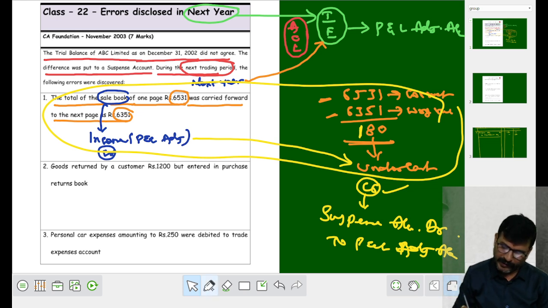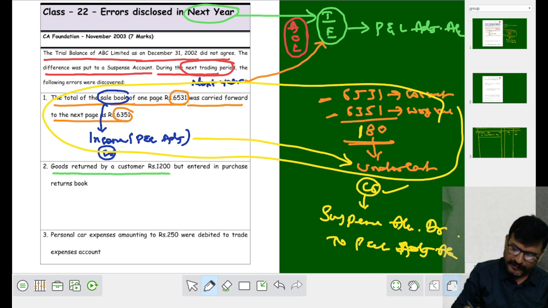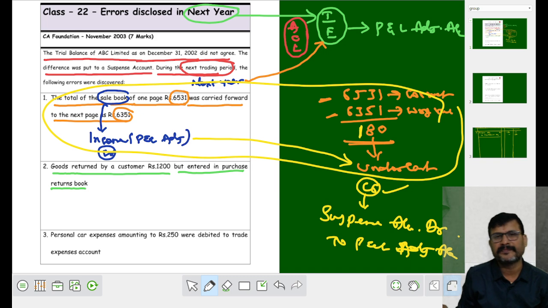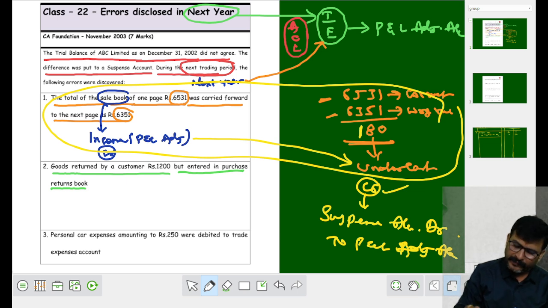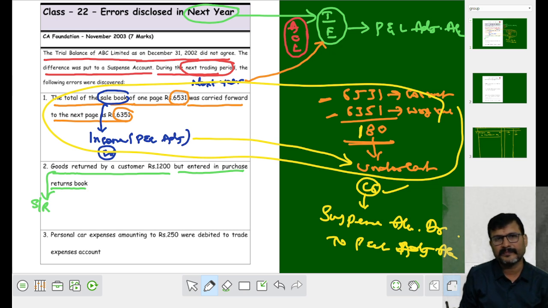Fine, let me move on to the next transaction, my dear students. See what happened here. Goods returned by a customer but entered in the purchase returns book. See what happens here. Goods returned by a customer. What do you mean by goods returned by a customer? It is nothing but sales returns.